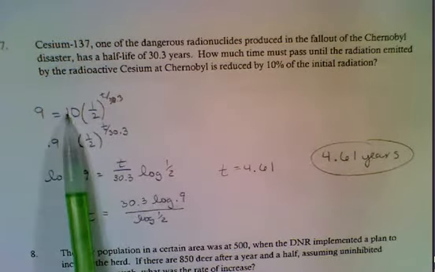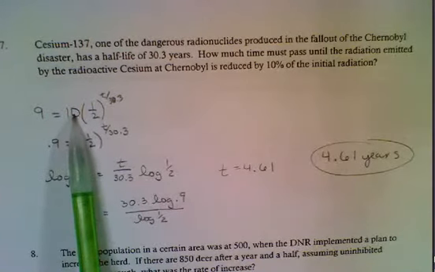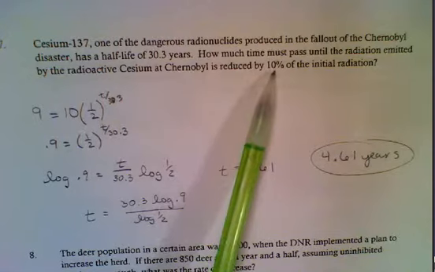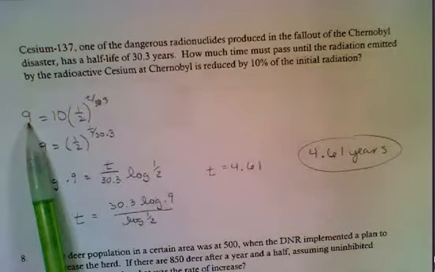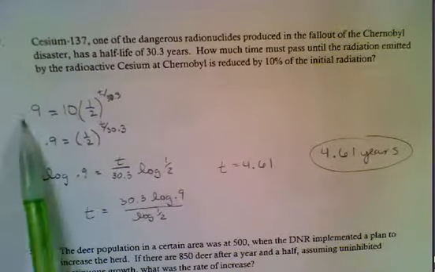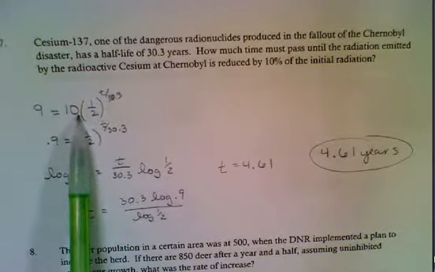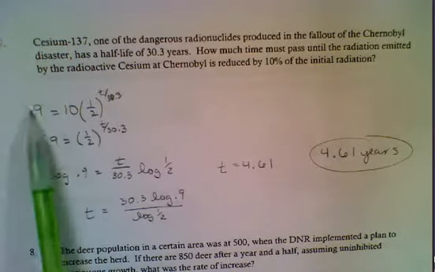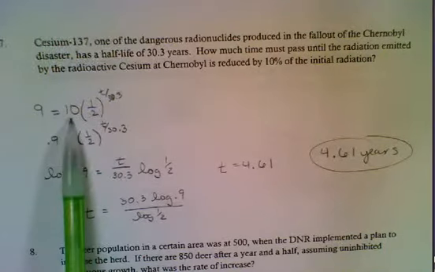Well, you can pick an initial amount. I picked 10. So if I pick 10 to start with, it's going to be reduced by 10%, which means I'm now going to have 9, the final amount. So if it's reduced by 10%, I'm keeping 90% of it. So I just picked 9. You could pick 100. You could pick 1. You could pick a starting amount. You just have to make sure this is 90% of that number.